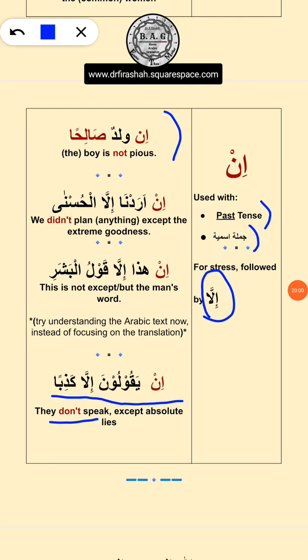Then you've got in aradna. Now aradna once again is our jumla fi'liya of mazi, past tense. Aradna would mean we planned, or we intended. In aradna, we did not intend or we did not plan, illal husna. So we did not plan anything except extreme goodness. Then you've got the example of in haza illa qawlu bashari. So this is not, or nothing but the man's word.